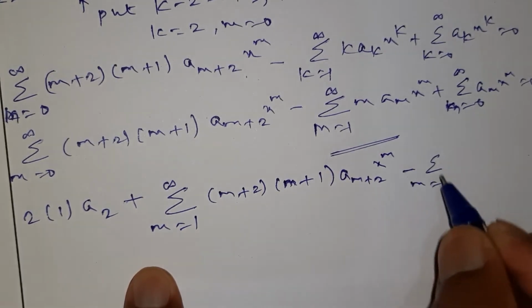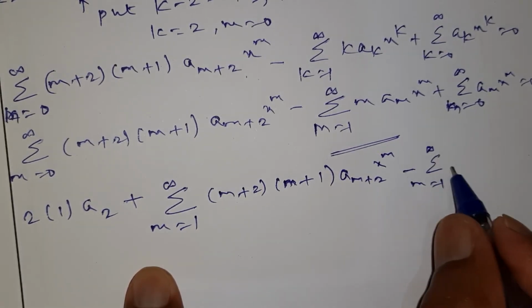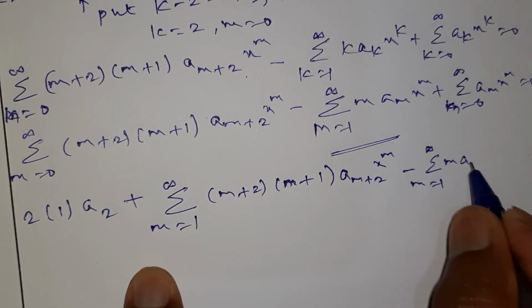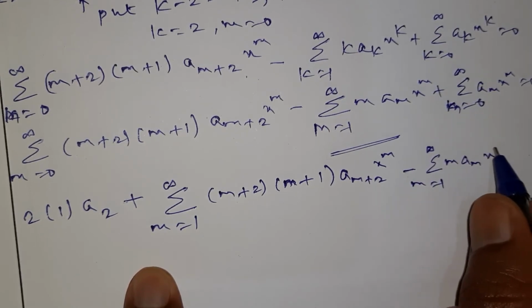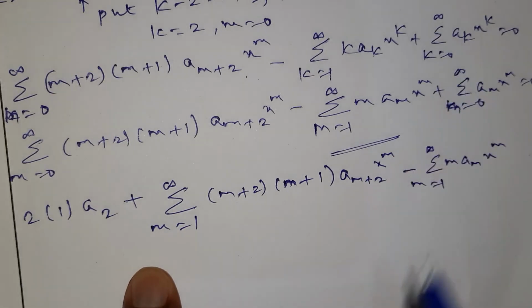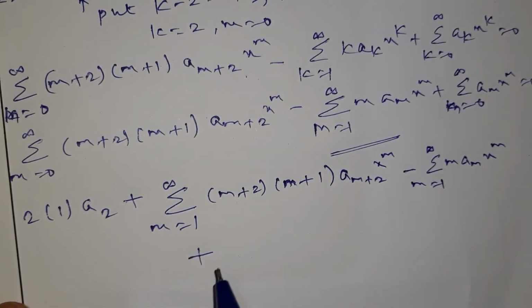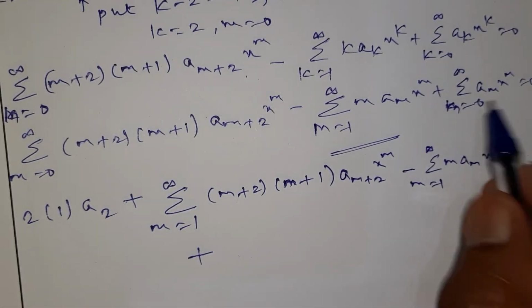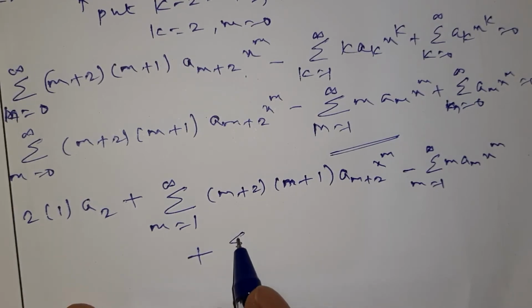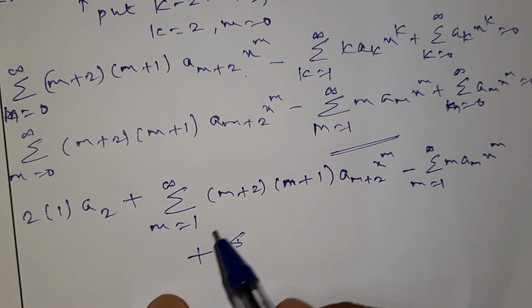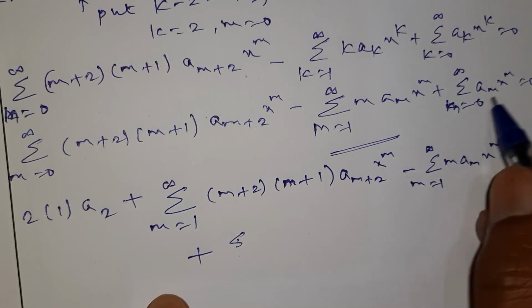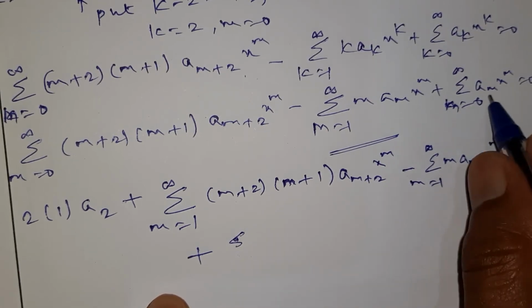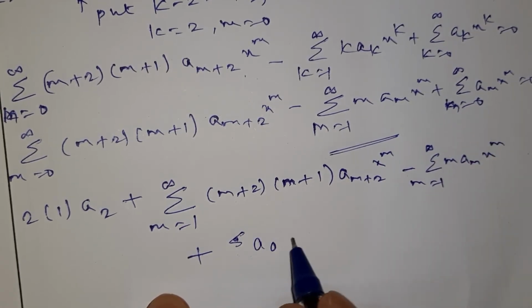M is equal to 1 to infinity. Then I get m am x raised to m. Right? Now last term, plus, I am writing here that last term plus series. Instead of series, I have to start from 1. So I have to put m equal to 0. So put m equal to 0. What I get? A0 x raised to 0 is 1, plus.